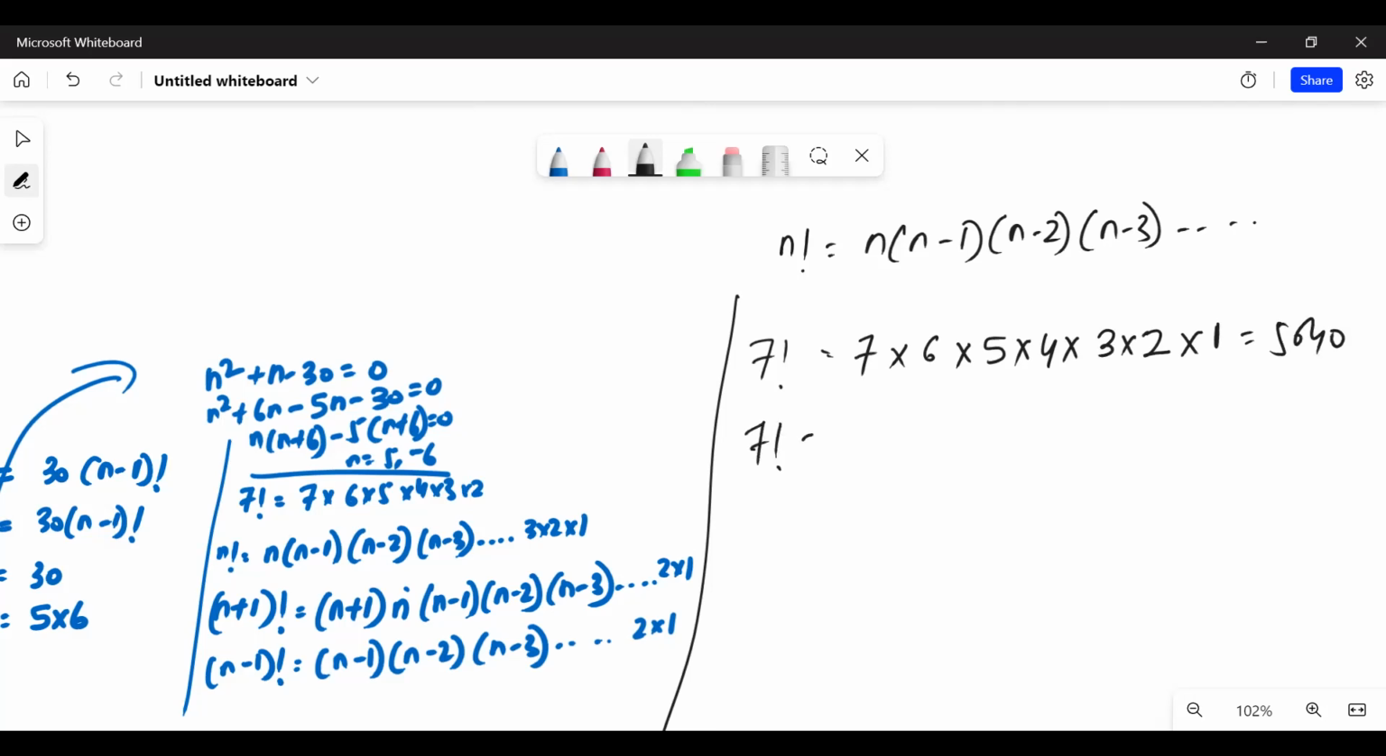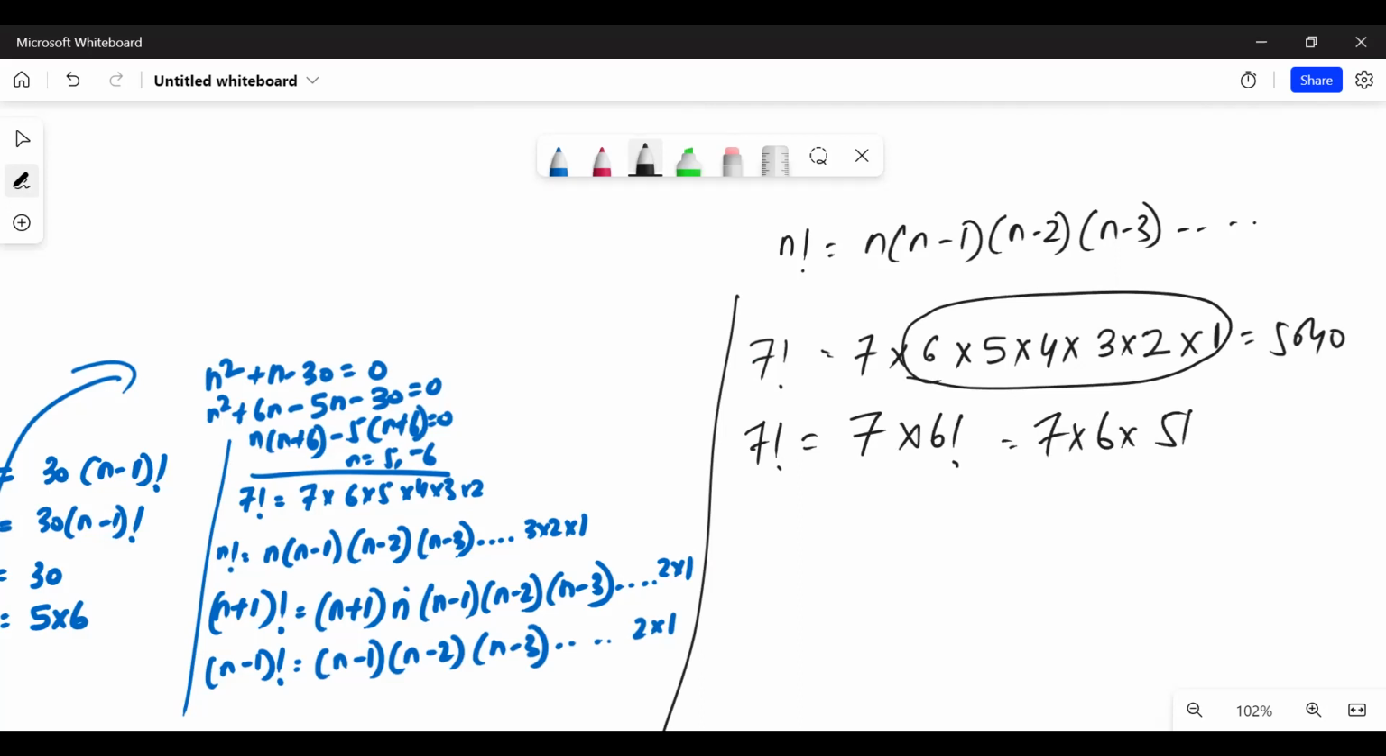The same 7 factorial, you can write as 7 into 6 factorial. Same thing, you can write as 7 into 6 into 5 factorial. Clear? So you just keep multiplying them.